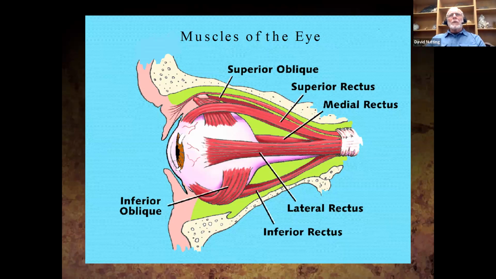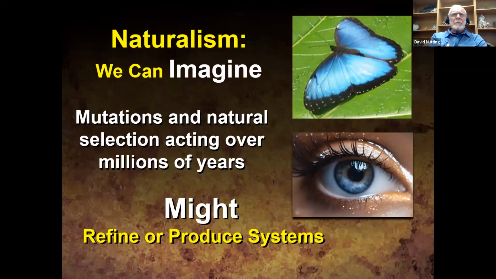And so, anyhow, what do we see here? Everything looks designed, doesn't it? But what does naturalism say? We can imagine how mutations and natural selection, acting over millions of years, might refine or produce systems. Have you heard that before? Oh, yeah. We hear it over and over again. Mutations and natural selection. And given enough time, anything can happen, including the eye, including all the precise arrangements of those laminae on the butterfly. You can imagine all you like, but that doesn't make it happen.